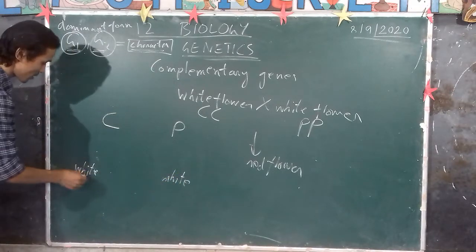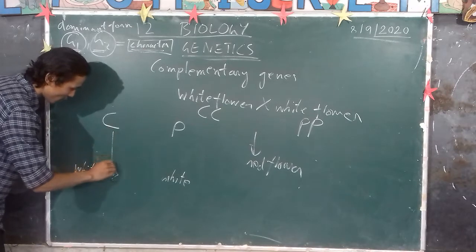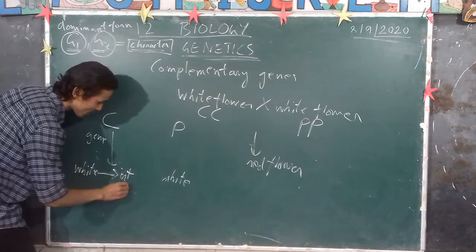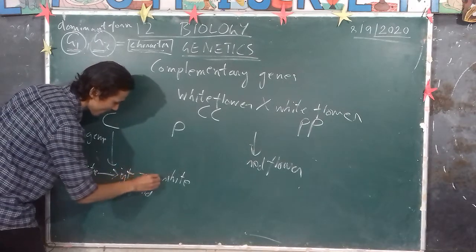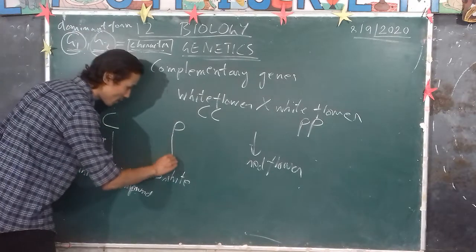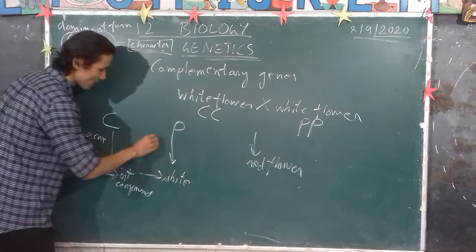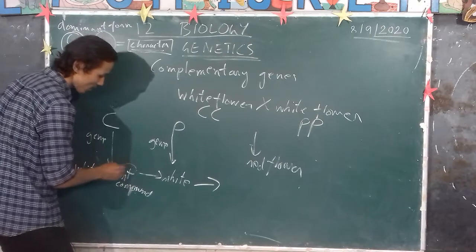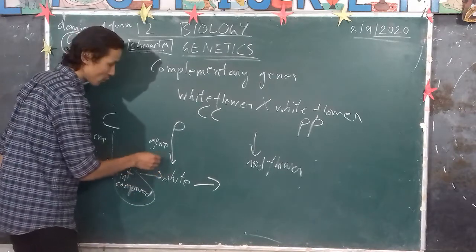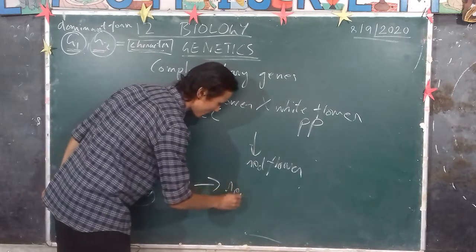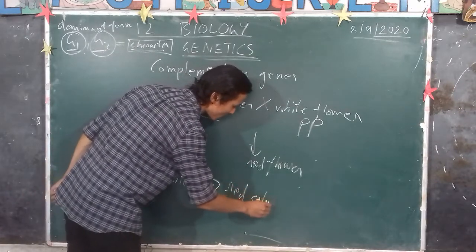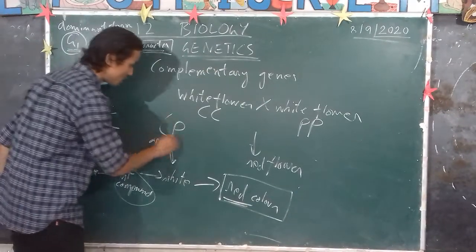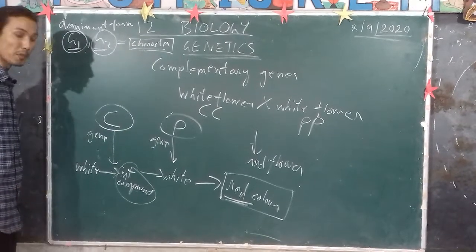So how we get red color is, this white, when acted upon by gene C, gives you an intermediate compound. This intermediate compound in turn is affected by gene P, which itself controls a white character. And then due to the mixing of the intermediate compound and the product of gene P on the white compound, what you're getting is red color. So this red color is produced only when both the genes C and P are in dominant form.